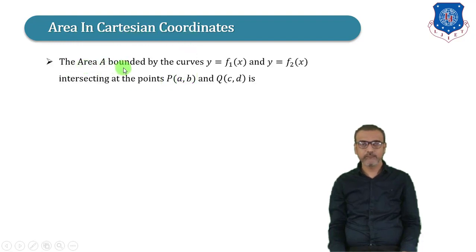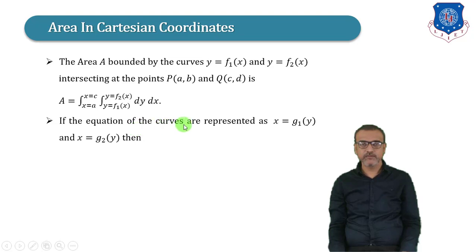The area A bounded by the curves y equals f1(x) and y equals f2(x) intersecting at the points P(a, b) and Q(c, d) is A equals integration from x equals a to x equals c, integration from y equals f1(x) to y equals f2(x) dy dx. With the help of this formula, we can find out the area bounded by these two curves, y equals f1(x) and y equals f2(x).